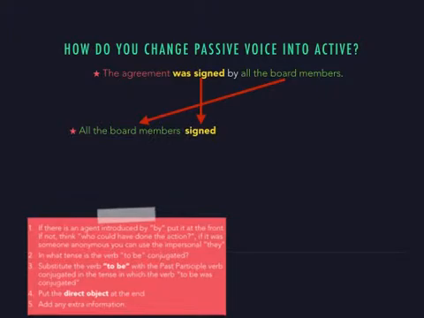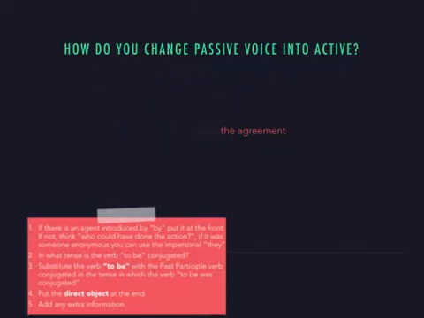Signed. There you go. Then it says put the direct object at the end. In this case, in the passive voice, it was called the passive subject, the agreement. That's the direct object. So then we just put it there. All the board members signed the agreement. And there you go. You already have your active voice sentence from your passive voice sentence. Let's look at the next example.